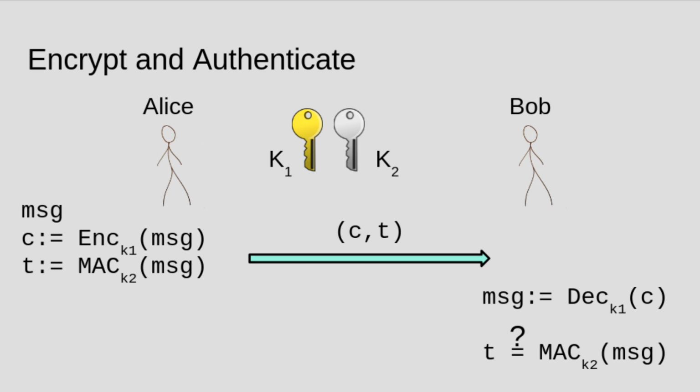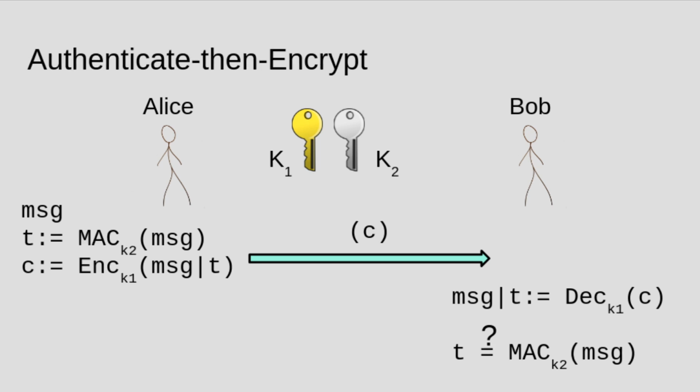This construction is not in general secure. In the general case, it does not provide message authentication and confidentiality. And the issue is that the hash, the tag, is sent in the clear. And just like hash functions, MACs are not necessarily providing confidentiality. So sending that tag value in the clear is problematic and could violate confidentiality. Okay, so encrypt and authenticate is not the way to go.